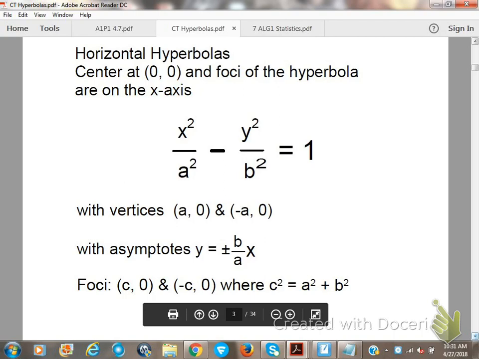You also notice that finding c on this one is different. C squared is actually a squared plus b squared.